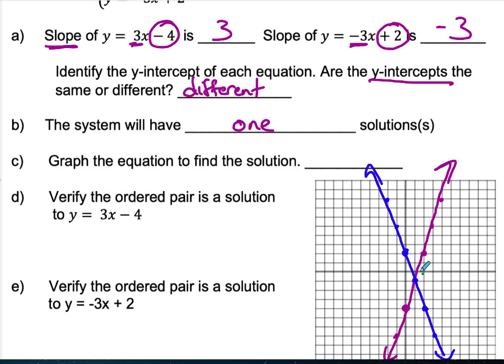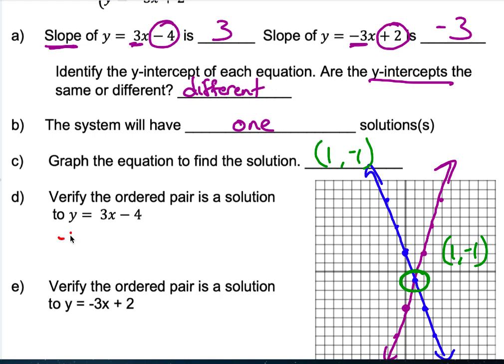You'll notice that they intersect at this point here, the point 1, -1. That's my solution, the coordinates for the point where it intersects. So my solution is 1, -1, but we're going to check it. If that's true, it should be a solution to both of these equations.